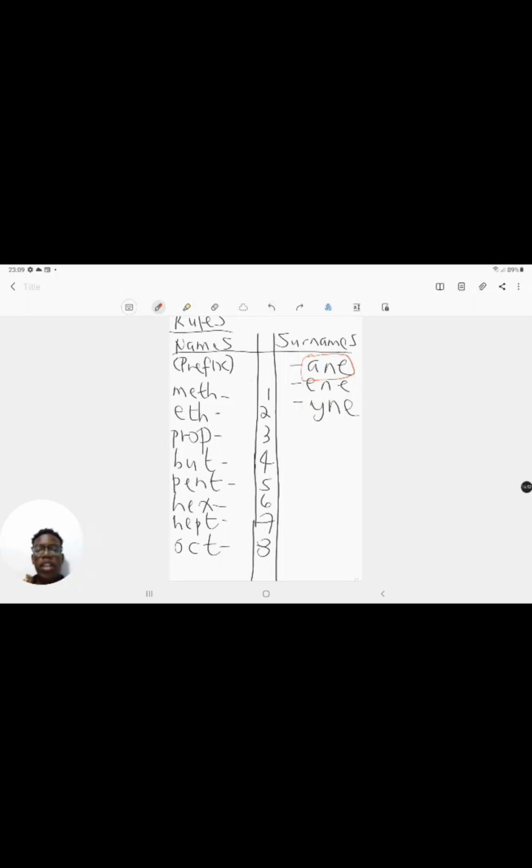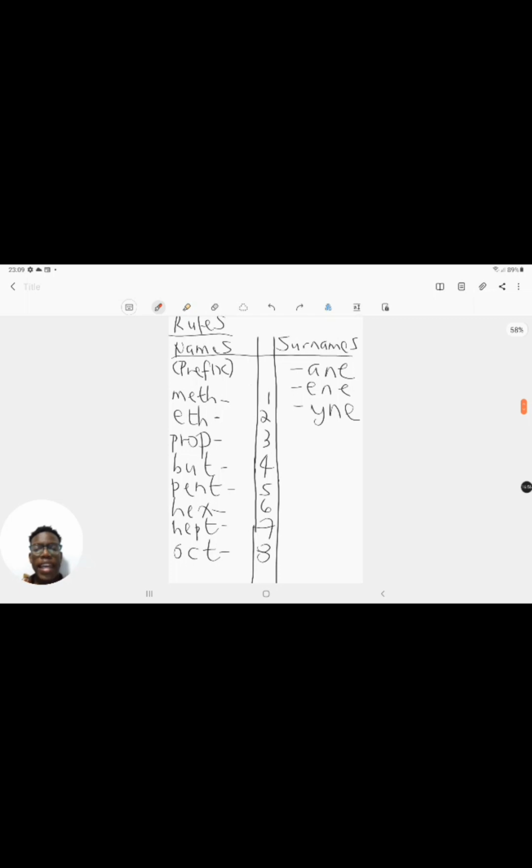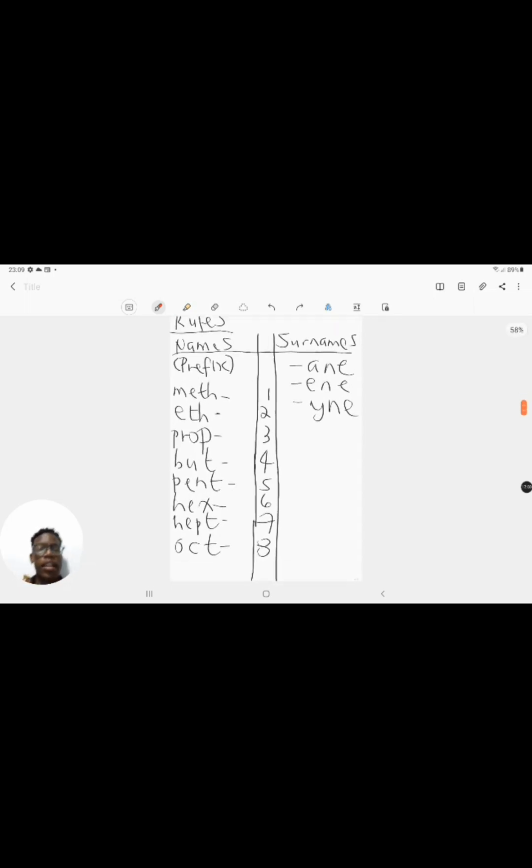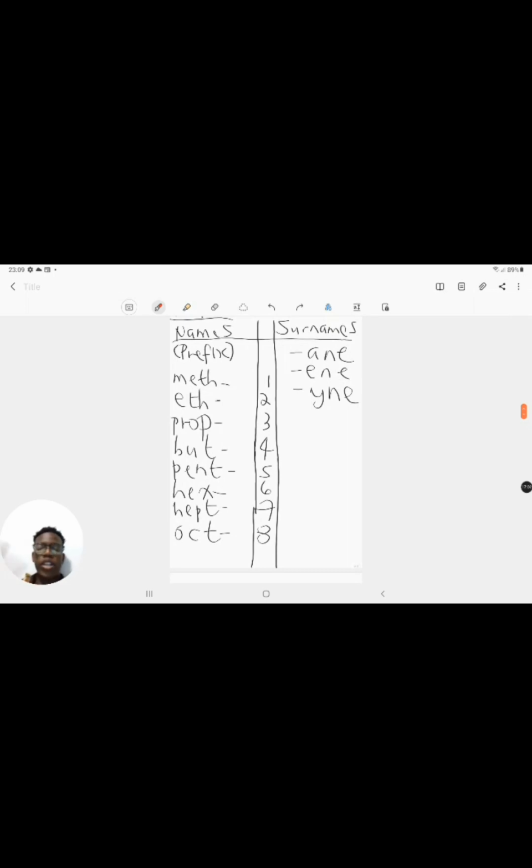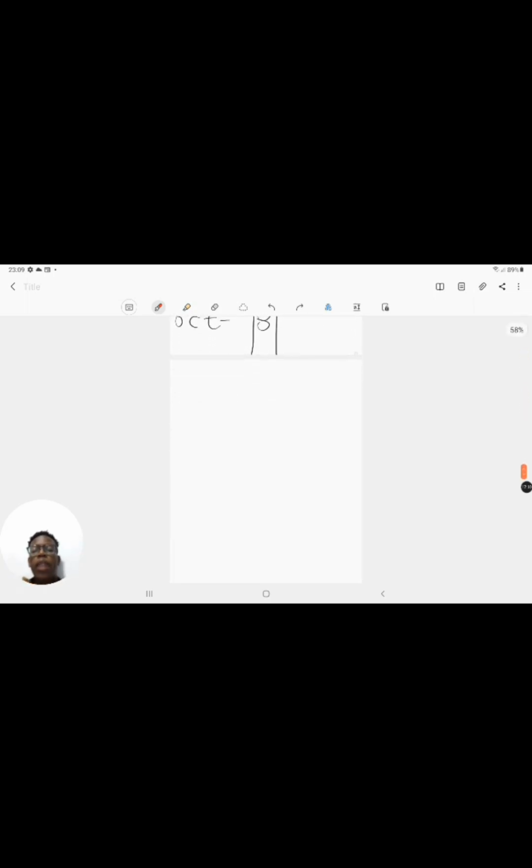Now let's actually start naming these compounds. I know that ane represents alkanes, ene represents alkenes, and yne represents alkynes. Now I've got all of this information here. It's overwhelming, just too much information, and we're not actually using it. Let's actually start using it and naming these compounds. It's very easy, very simple to follow.